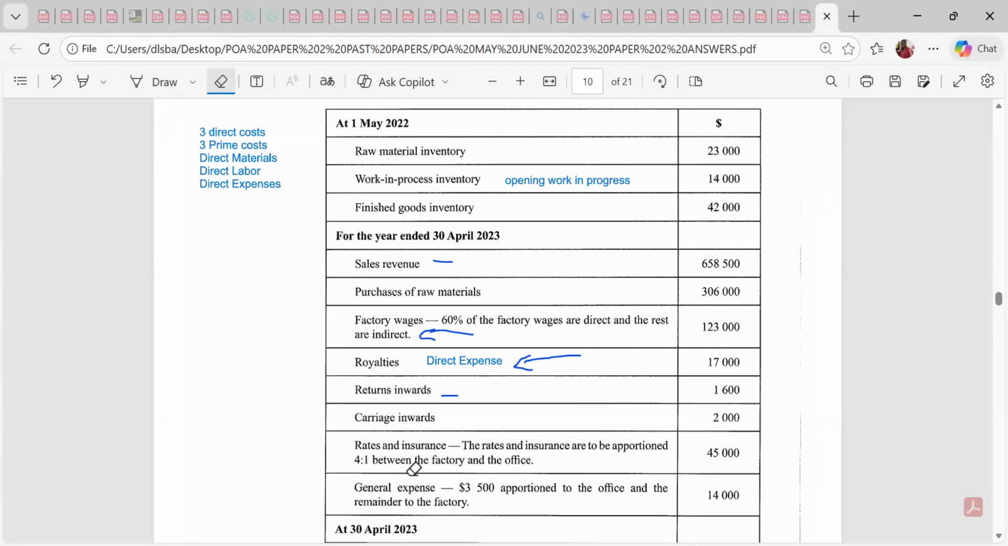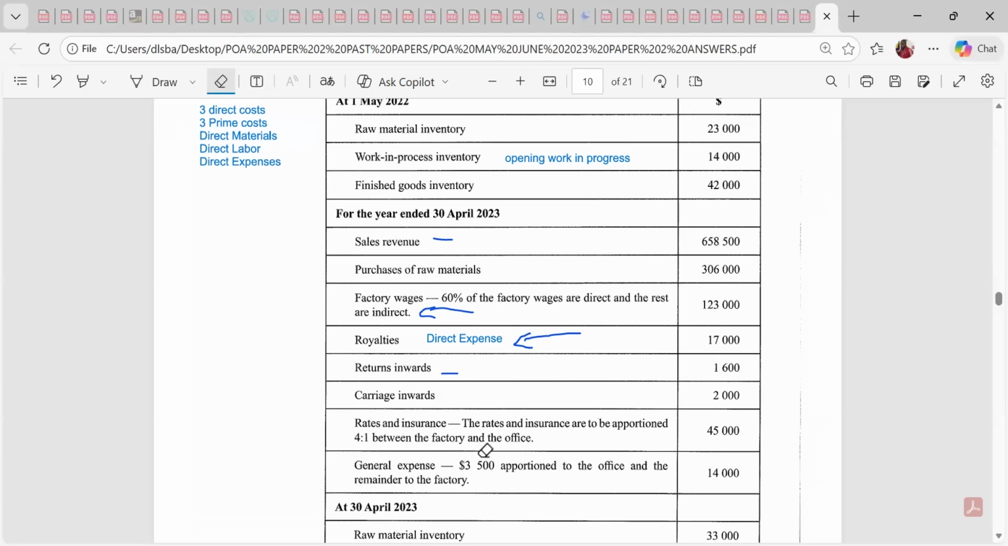So 4 plus 1, that will be my denominator, and 4 will be the numerator. So 4/5 will be for the factory, and the remaining 1/5 will be for the office. Just like when we were sharing our profits in the partnership, how we change the ratio to fractions, we'll do the same thing here. So 4/5 of 45,000, I'll put in the manufacturing account.